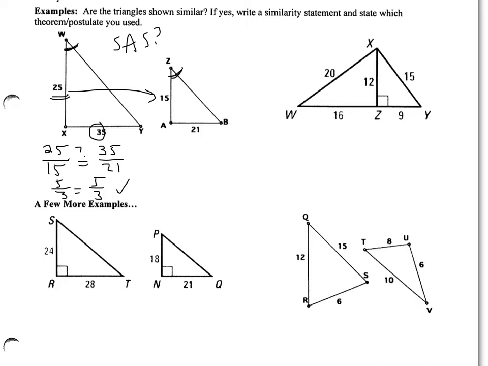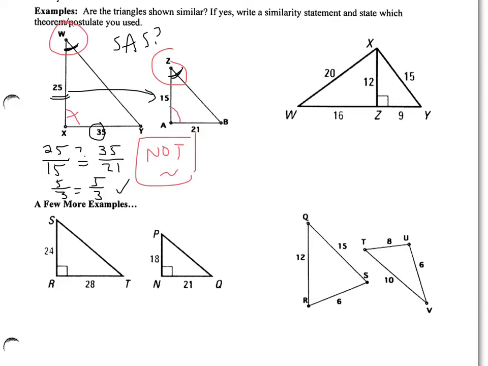But there's an issue here. So what's the issue with using SAS? Well, the angles that we are given are not the included angles. These are not the angles holding together the two sides. The included angles would be X and A. If we knew that angles X and A were congruent, then we could use SAS. Here we don't have X and A, so these are not similar. They could be, but we cannot prove them similar.